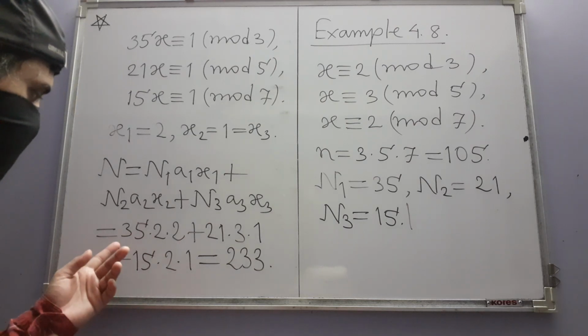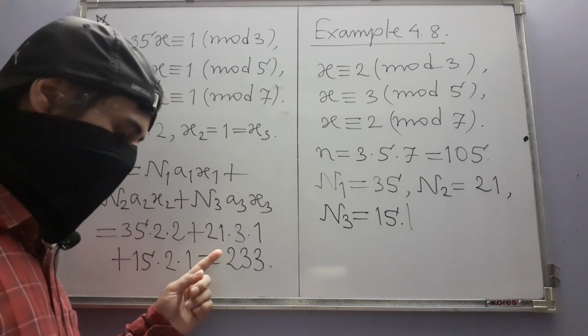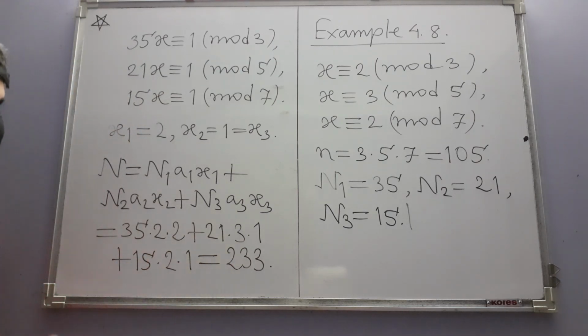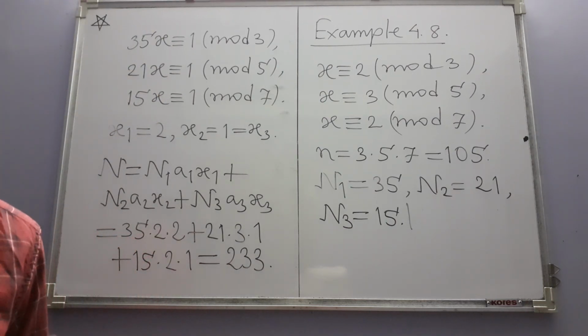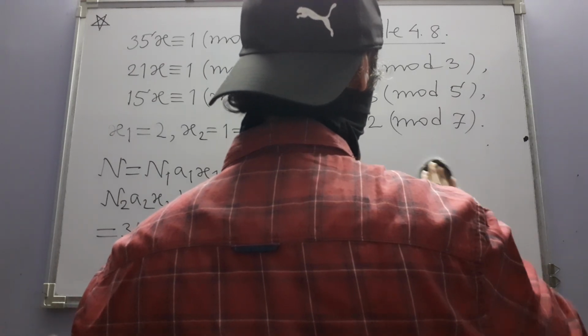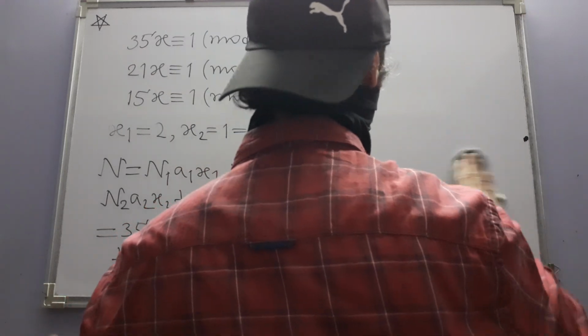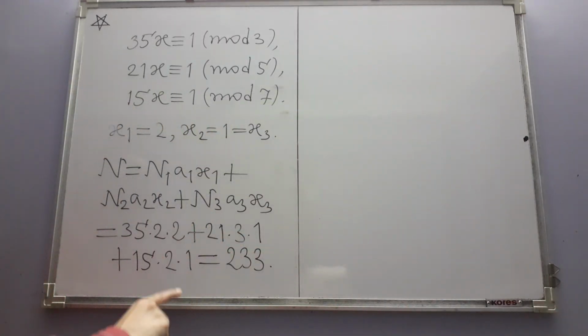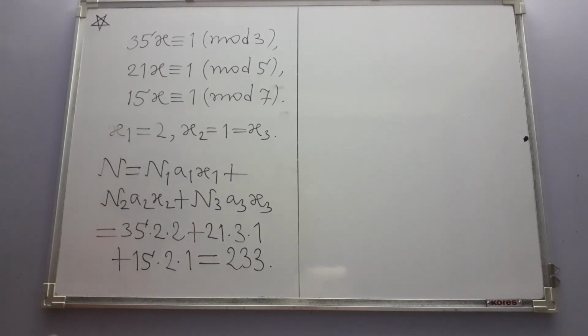But again, let me see if I have made any mistake. 35, 2, 2, 21, 3, 1, 15, 2, 1, okay. And that's why this is a solution. Now you can of course simplify this solution, because it's going to be modulo 105. If you put x equal to 233 in the original congruences, each one of them will be solved, but you can put something smaller also.